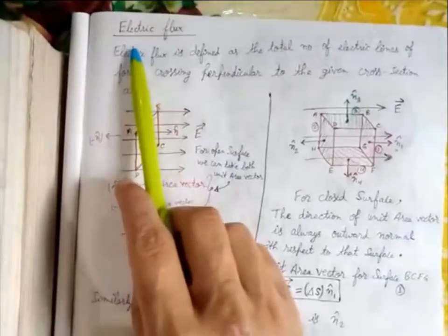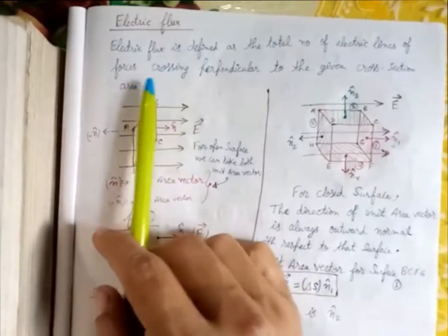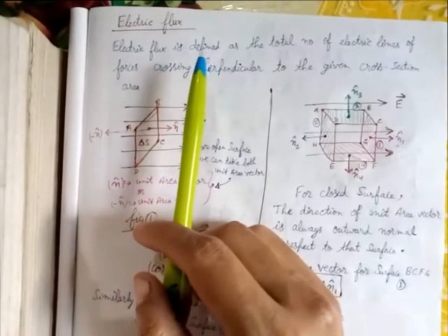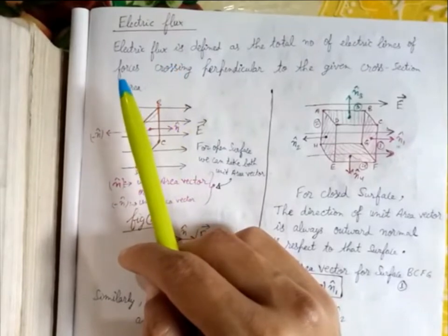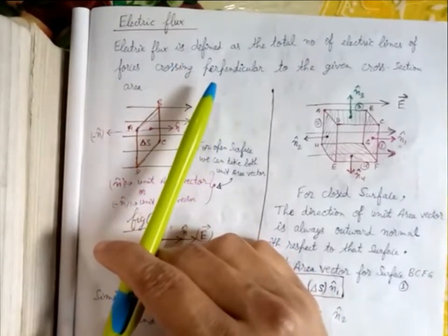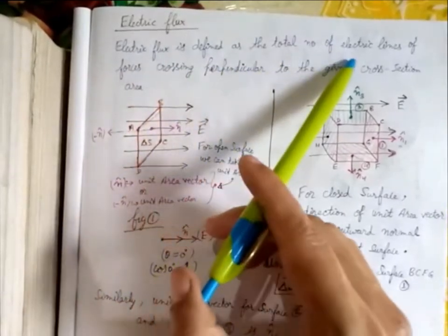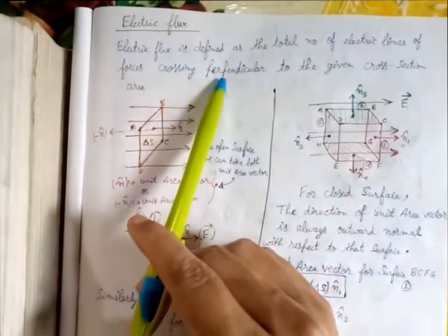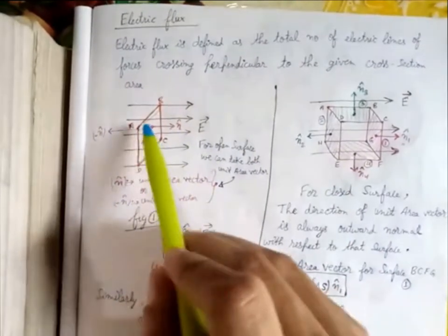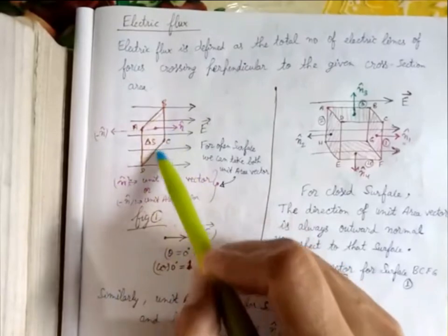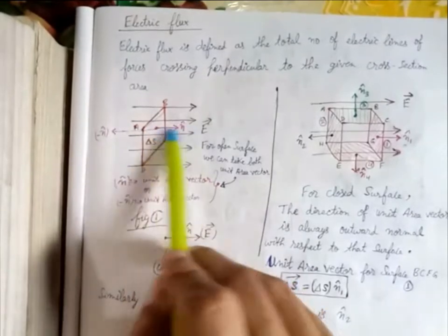Now the next topic is electric flux. This is a very important topic because it is related with the previous topic, that is area vector. Area vector is basically used in this topic. So electric flux is defined as the total number of the electric field lines crossing perpendicular to the given cross sectional area. So electric flux is defined as the number of the field lines which cross a given cross sectional area which is perpendicular to it.